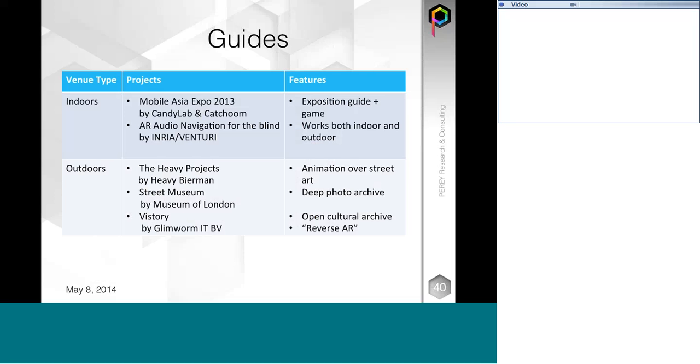There's also many, many guides for urban environments or a venue. One of the examples is a Mobile Asia Expo application that was developed for a trade show, an exhibition, and then you can walk around and you can get points by hitting so many targets. You can also help using a search mechanism to find the booth in a very, very large trade show.